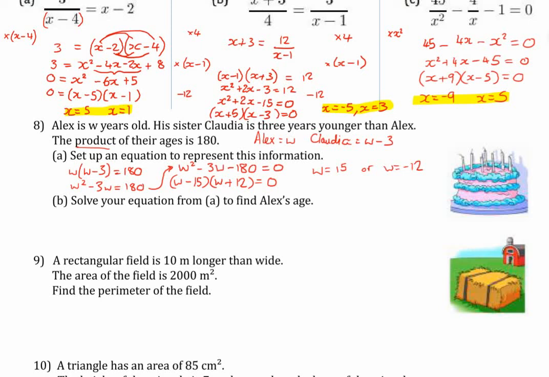Sorry, I've just read that that part of the question was just to set up an equation, not actually to solve it. That was part B. So we've just done part B here. That's all right. Now, which one of these could not be Alex's age? Well, somebody can't be negative 12 years old. And sometimes this happens with quadratics. We get an answer which isn't possible. So we're just going to ignore that answer. Okay, it is a correct answer that solves the quadratic, but it isn't a possible answer for Alex's age. So the answer is 15.